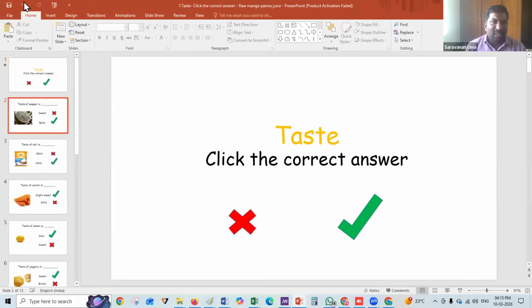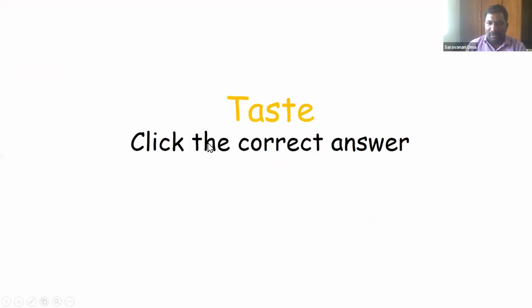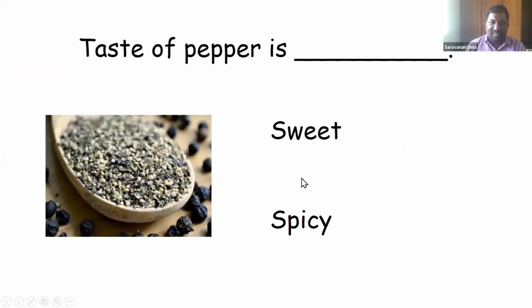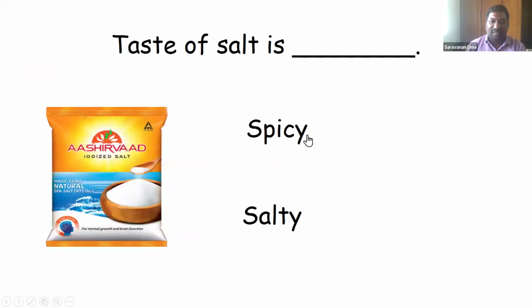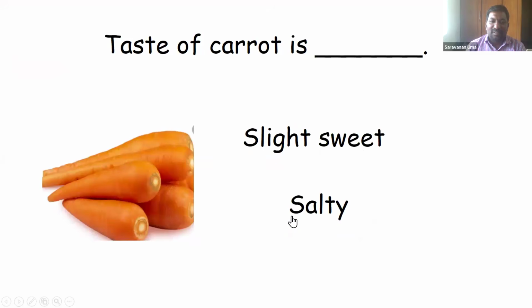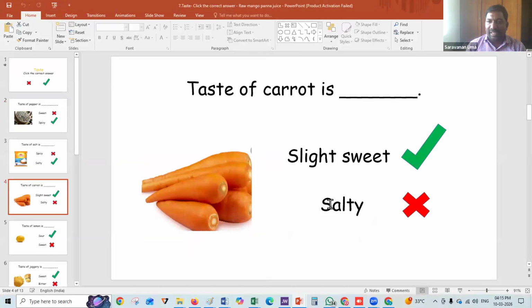This is also a taste related worksheet. It also has an animation. So when we click the wrong answer, it shows wrong. So taste of the salt is... When we click on the wrong answer, it shows wrong. So all these things we can customize easily.